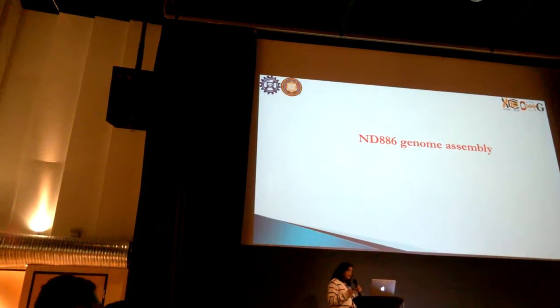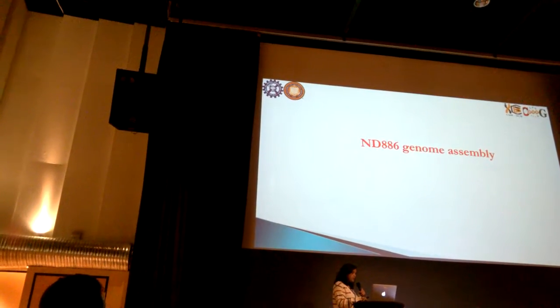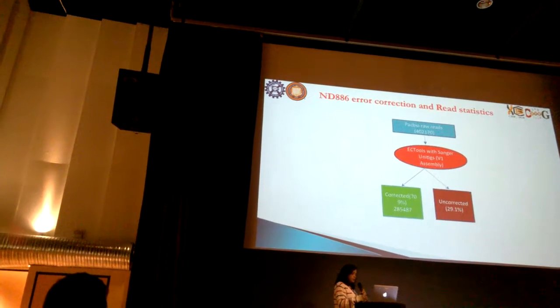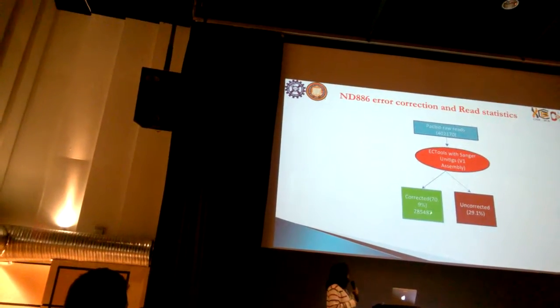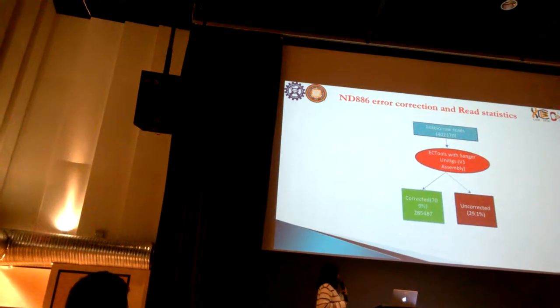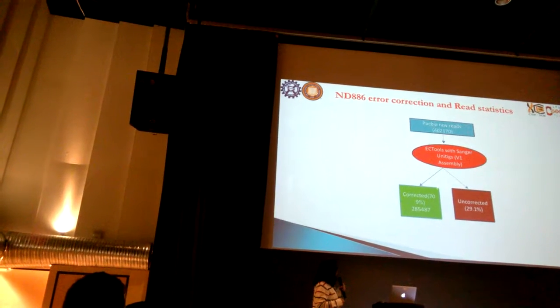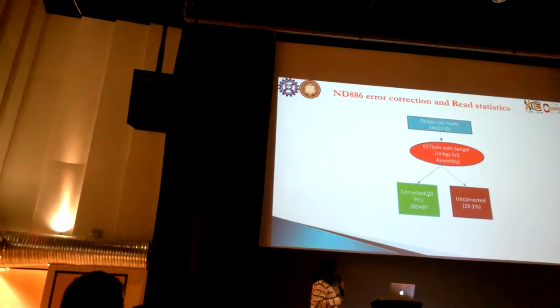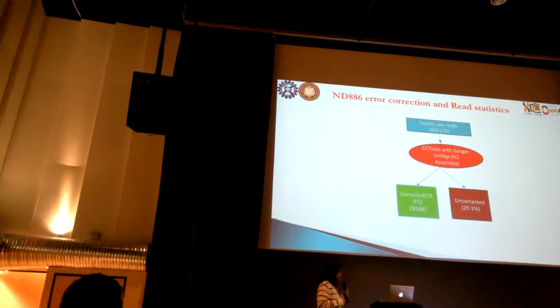And this is the second assembly, ND886. Although we don't have a lot of good data to show, we followed all the protocols possibly, but the genome size was quite large, so we are trying to figure out why it is like that. In one go, we could correct about 70.9% of the PacBio reads, and that was directly used for assembly.